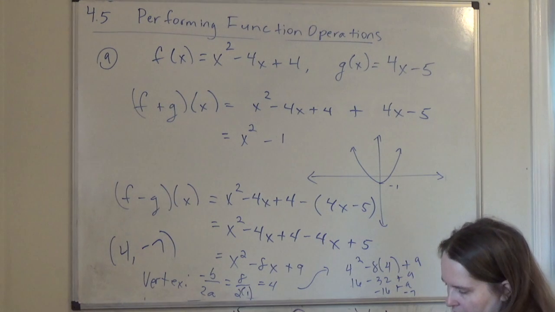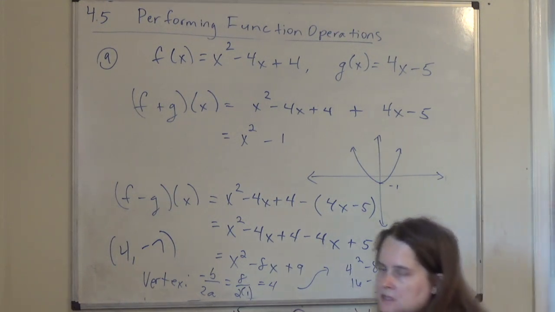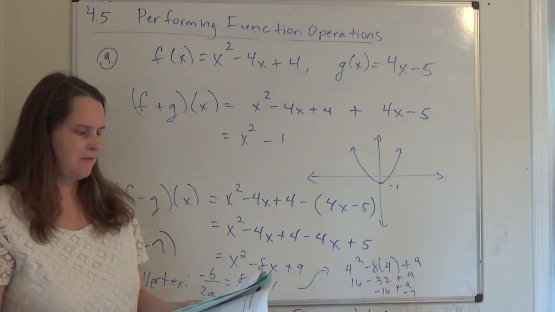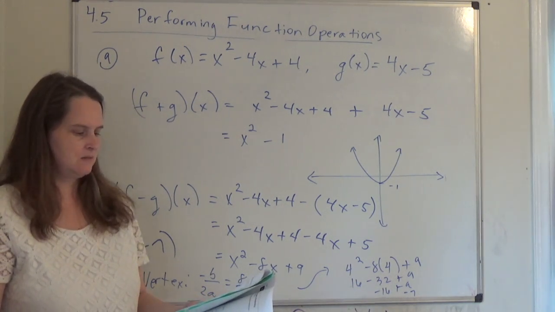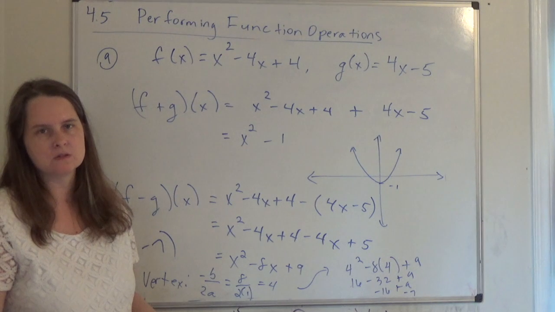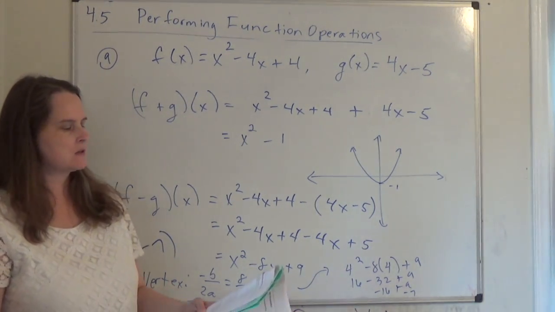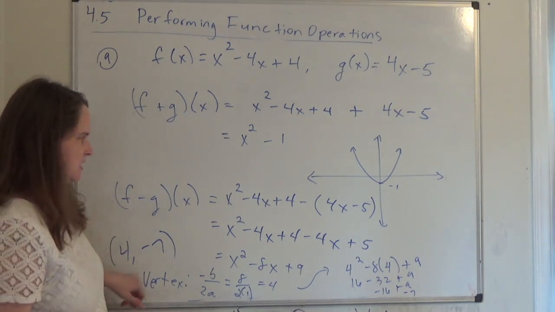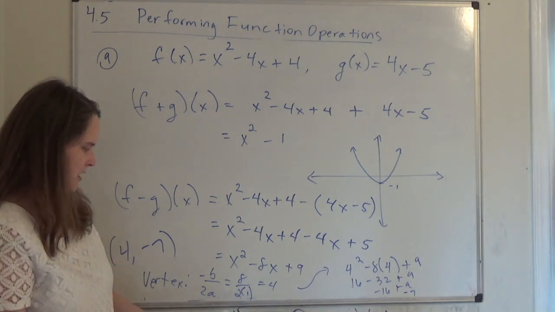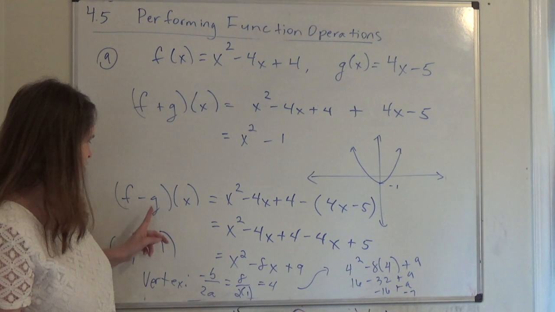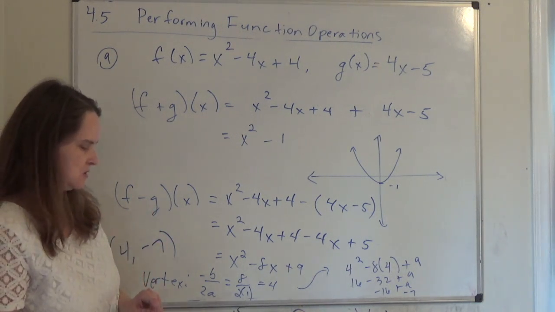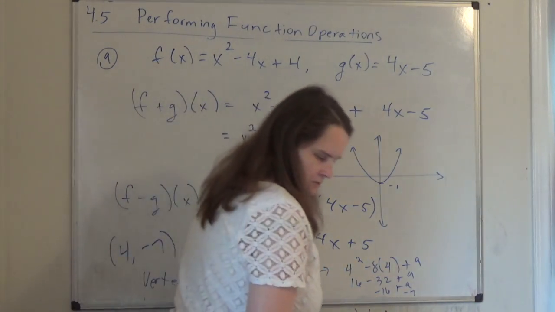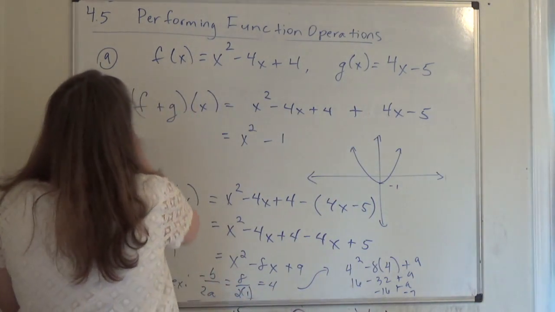Okay, so looking at your graphs, the choices that you've given, do you see the one that would be 4 comma negative 7? That would definitely be choice A. And they even gave you the equation, so all you had to do was match the equation to really find the right answer. But the vertex of that parabola is located at 4 negative 7, and it opens up, so it's choice A. For f minus g is choice A, f plus g is choice B. And then let's look at number 10.